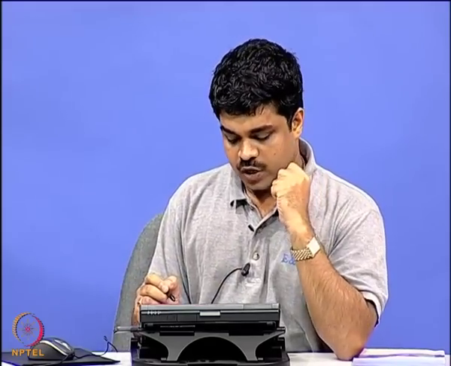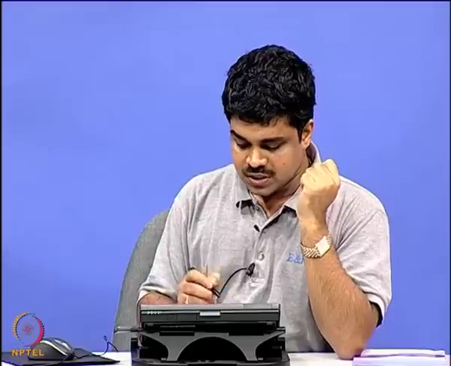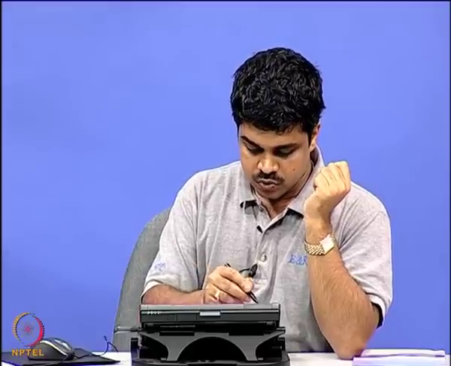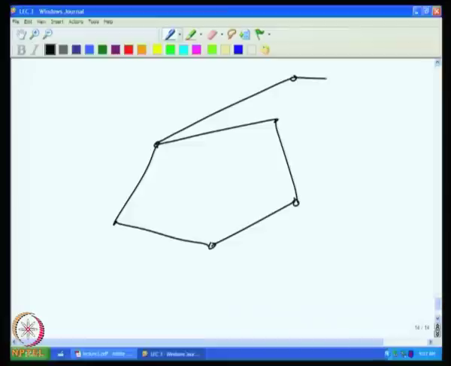So this is called an Euler tour, but the question is, how is it going to help us? Let us see. You draw a graph like this. Suppose this is our original graph, and then I draw this thing.